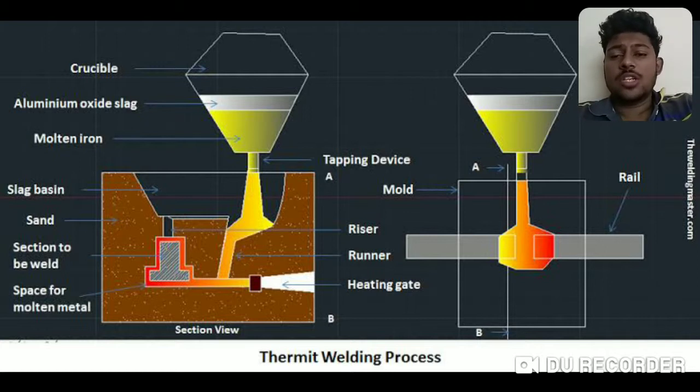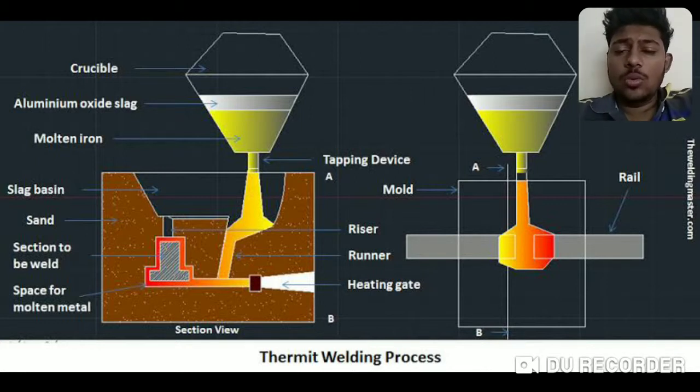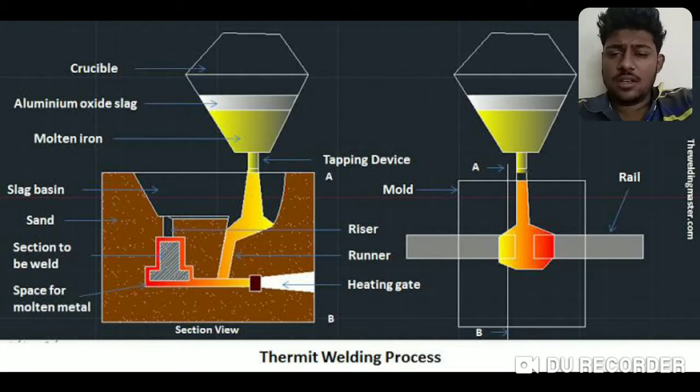Thermit is a mixture which contains iron oxide and aluminum, taken in a 1 to 3 ratio. Along with these two, you have an igniting mixture, for which barium peroxide is generally used. The use of this barium peroxide is to ignite the mixture. I will come to that topic.